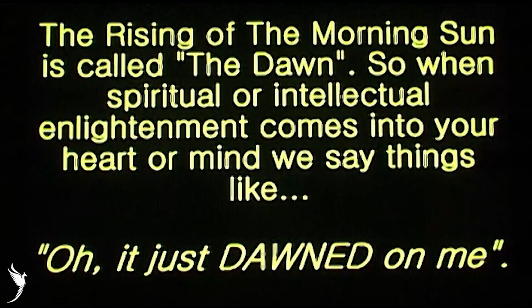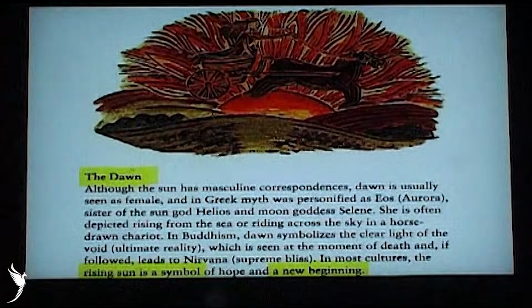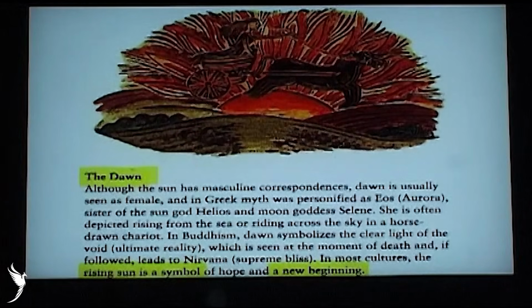Now, the rising of the morning sun is called the dawn, so when the spiritual or intellectual enlightenment comes into your heart or mind, we say things like, oh, it just dawned on me. Why do we say that? Oh, yes, it just dawned on me. That's what the sun does. It dawns. The dawn, it says here, the rising sun is a symbol of hope and a new beginning.